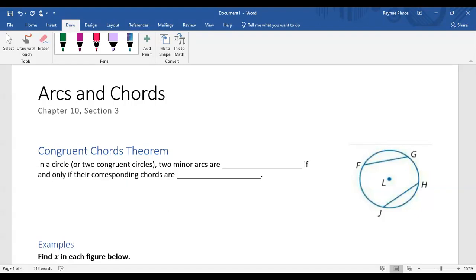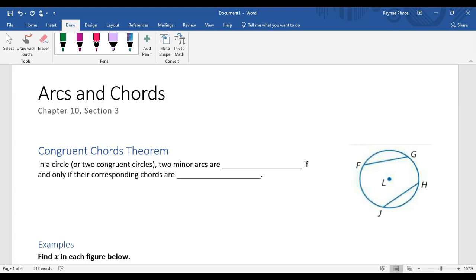Okay, section 3, we're going to talk about arcs and their chords that go with them. Really just a lot of knowing why we're setting two expressions equal to each other, as opposed to what do we need to do with these two expressions. So this first one is the congruent chords theorem.